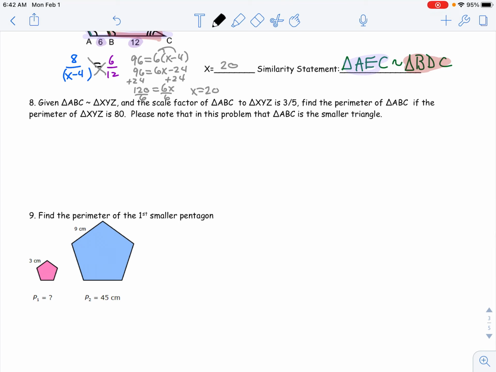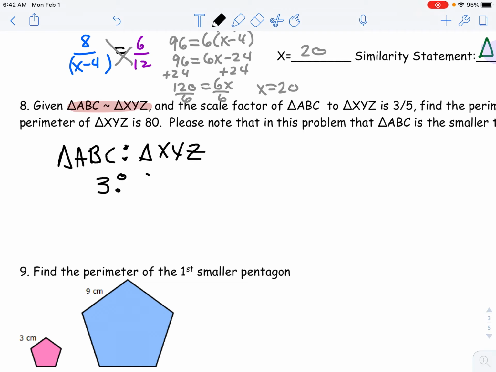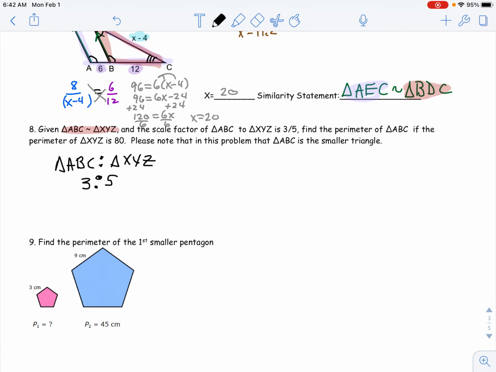All right, so now we're going to do some perimeter stuff, perimeter. All right, so given that the two triangles are similar, ABC and XYZ, and the scale factor of ABC is 3 to 5. All right, so I'm just going to kind of rewrite this over here. This seems to be important. So this is kind of like a test strategy, is to extract key information that's going to seem to be important. All right, we're going to find the perimeter of ABC.